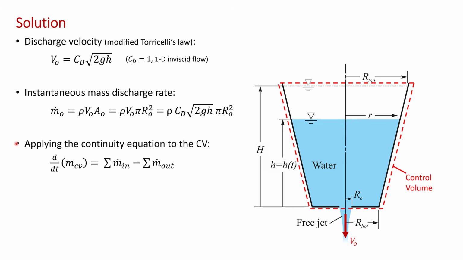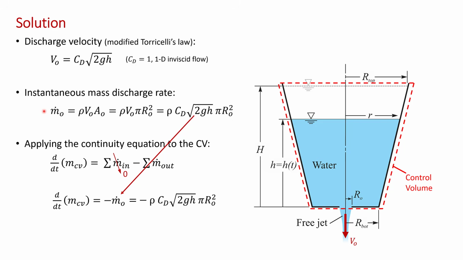Next, we apply the continuity equation to the control volume, and the control volume surrounds the entire tank. The rate of change of mass inside the control volume is equal to the rate of mass flow in, summed over all the inlets, minus the rate of mass flow out, summed over all the outlets. But in the current problem, we have no mass flowing in, so this term is 0, and we only have one outlet mass flow rate given here. So making that substitution, we get the rate of change of mass in the control volume equals minus the mass flow rate at the outlet hole.